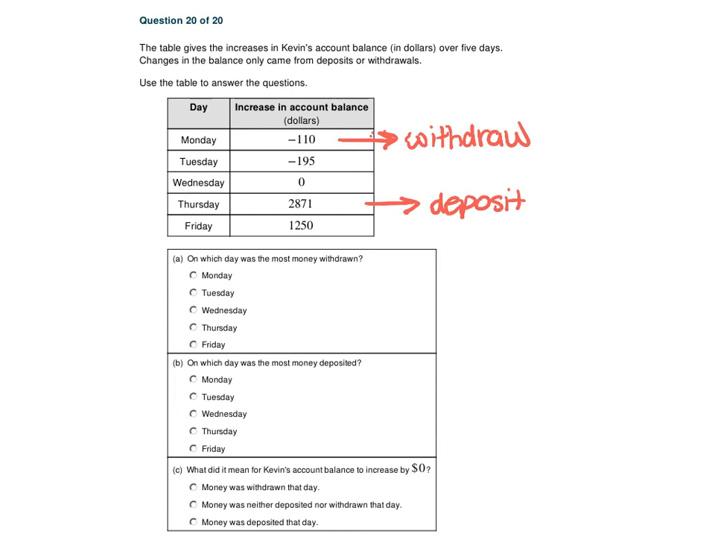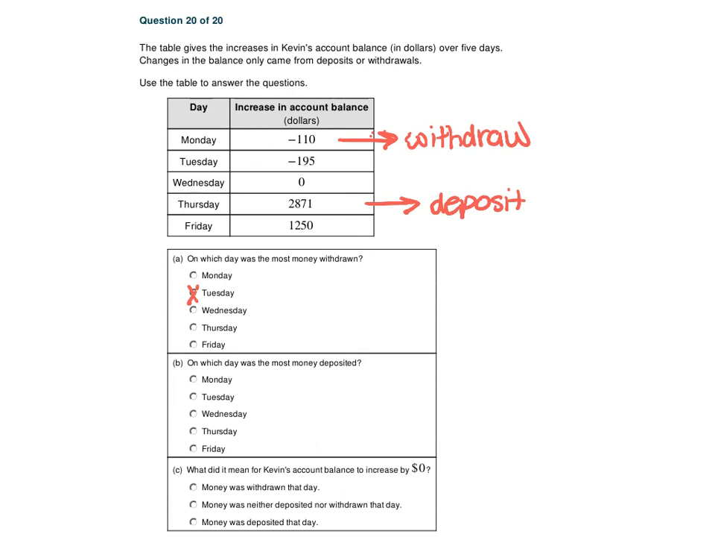So if we look at A, it says on which day was the most money withdrawn. So when we withdraw, I have to look at my negative numbers, because withdrawing, you're taking away from your account. So I look at Monday and Tuesday and I say which one was more, and in this case it was Tuesday.